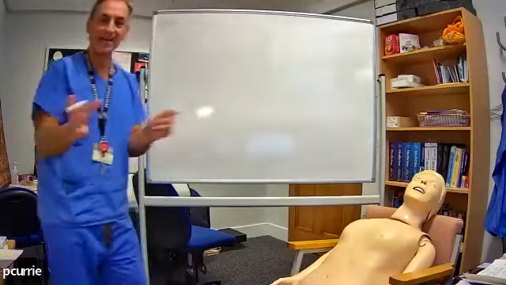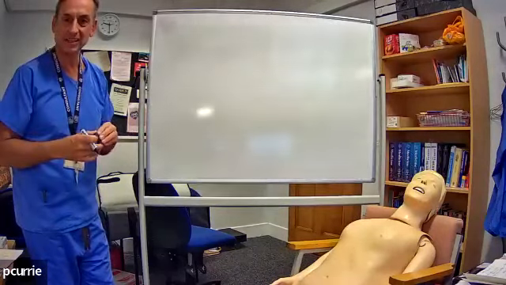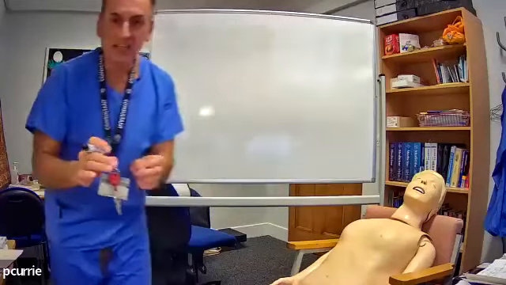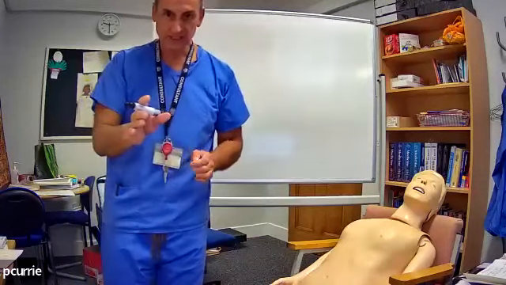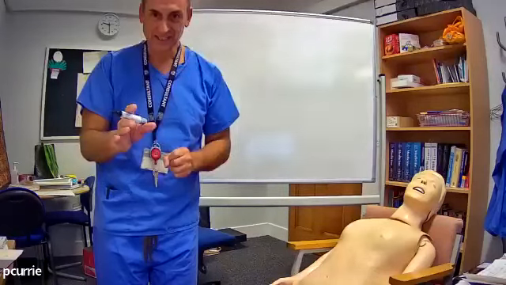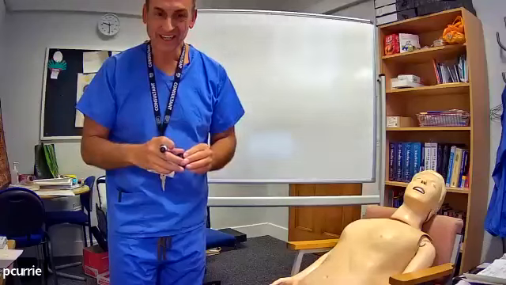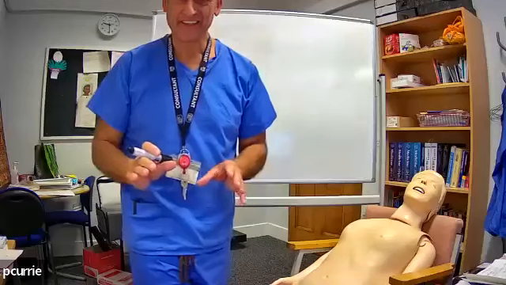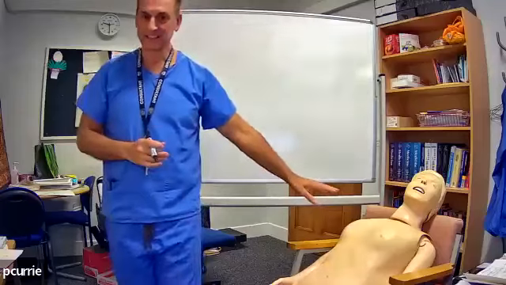So anyone know what the JVP looks like? It has two beats rather than one beat. It varies with the position, rather than being independent of position like the carotid artery. When we put the patient at 45 degrees, it is increased and downward.